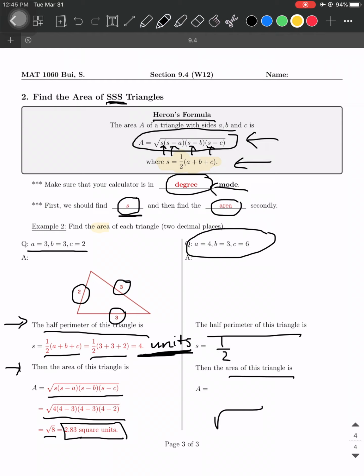After you get the answer, make sure you write a unit in there. So say this is equal to blah blah blah, and then the unit would be square unit, okay? And this whole thing would be your final answer, okay?